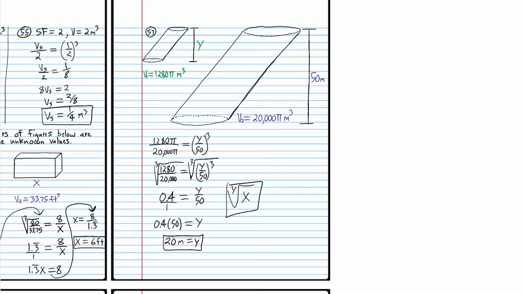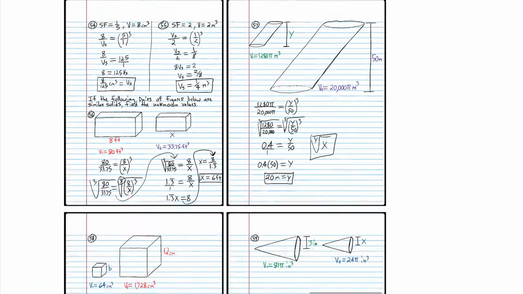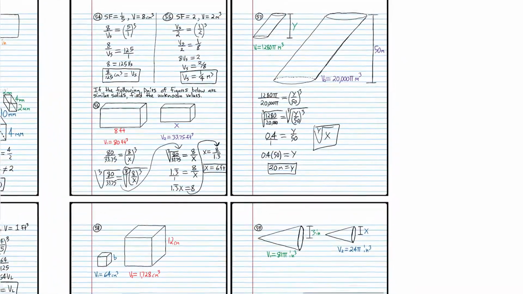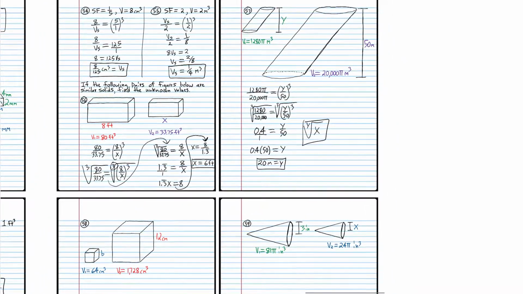All right, so I'm going to leave those in the window. Hopefully you can see number 58. Do number 58, and when you come back, we'll do it together.